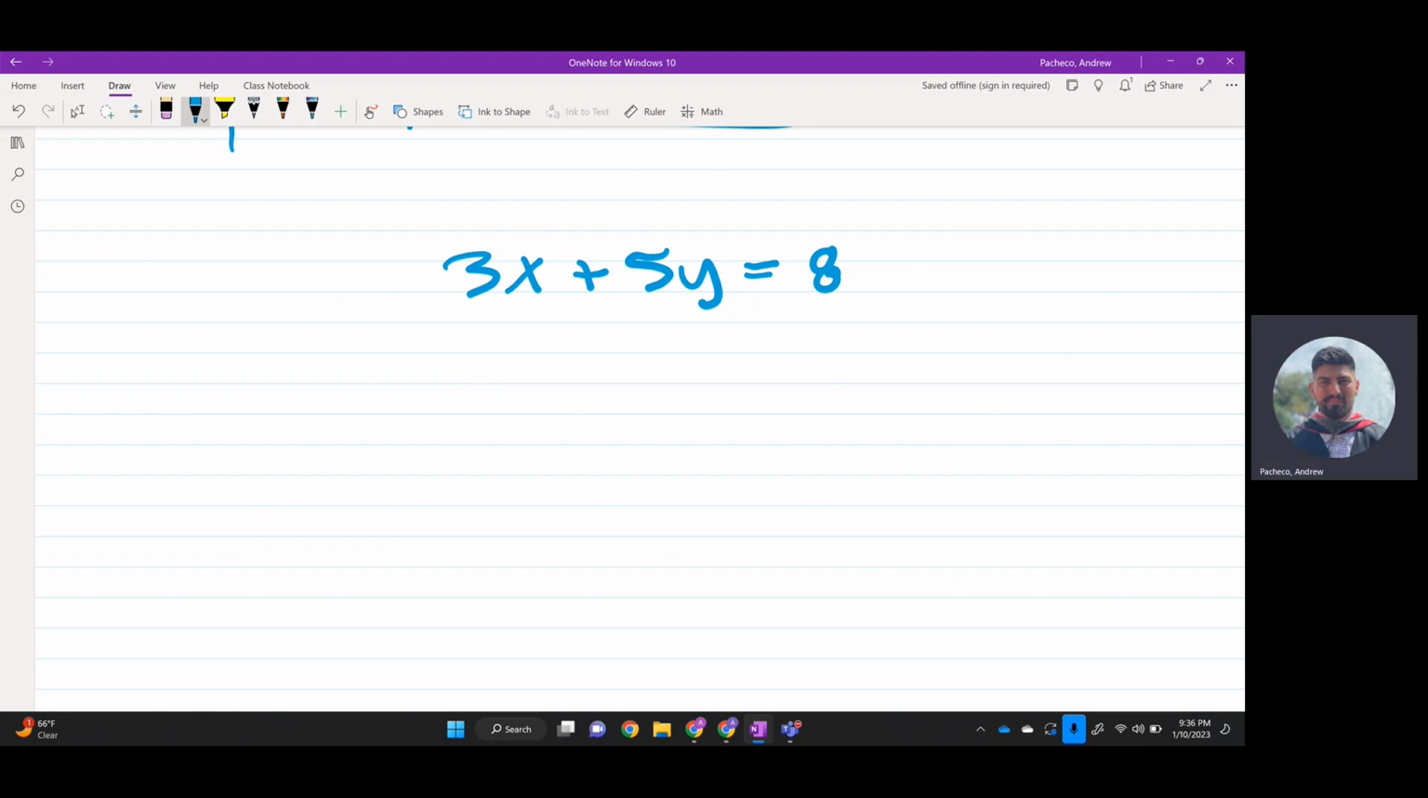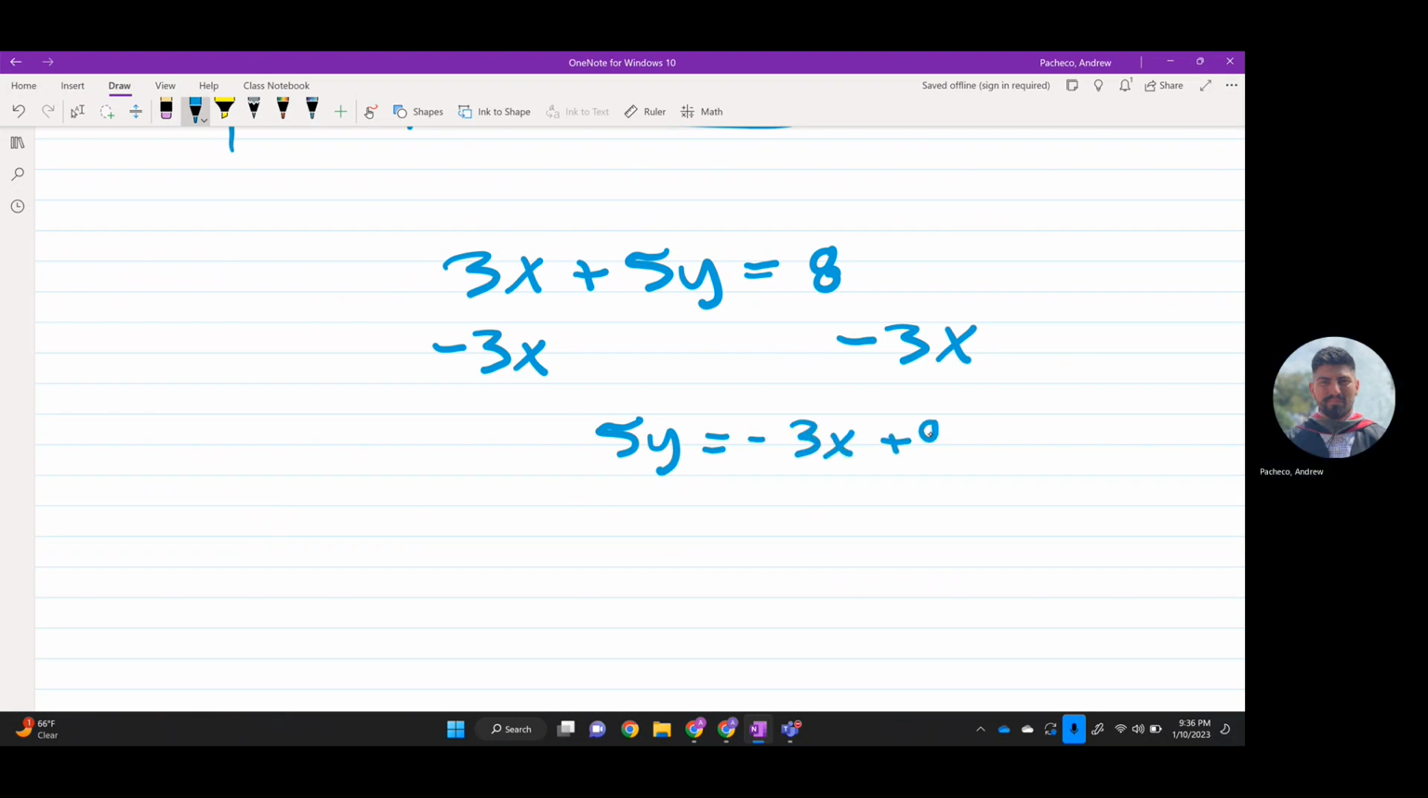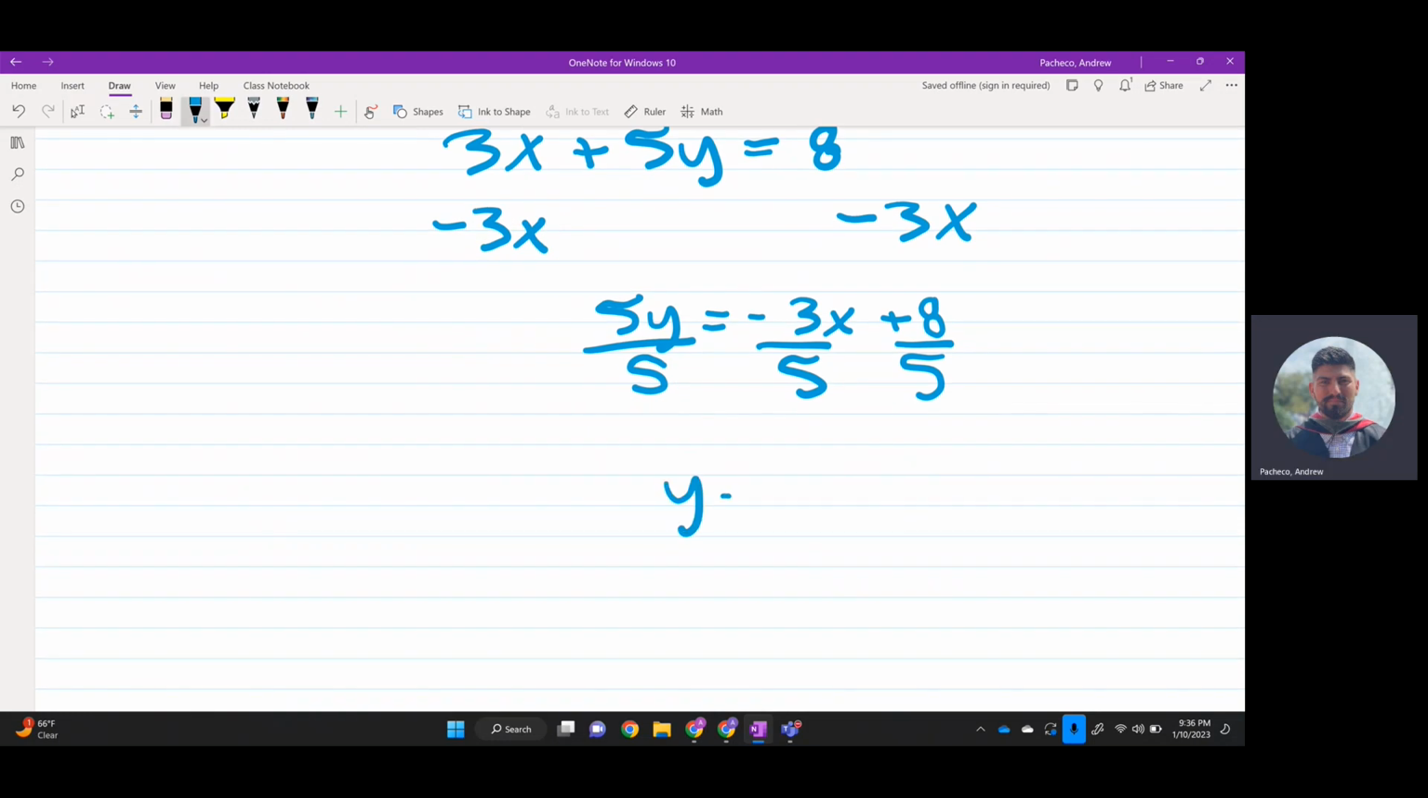So if I'm trying to get y by itself, I'm going to subtract 3x from the left. I'm going to subtract 3x from the right. I have 5y is equal to negative 3x plus 8. If I'm trying to get y by itself, I'm going to divide everything by 5. So then I should have y equal negative 3 over 5 x plus 8 over 5.